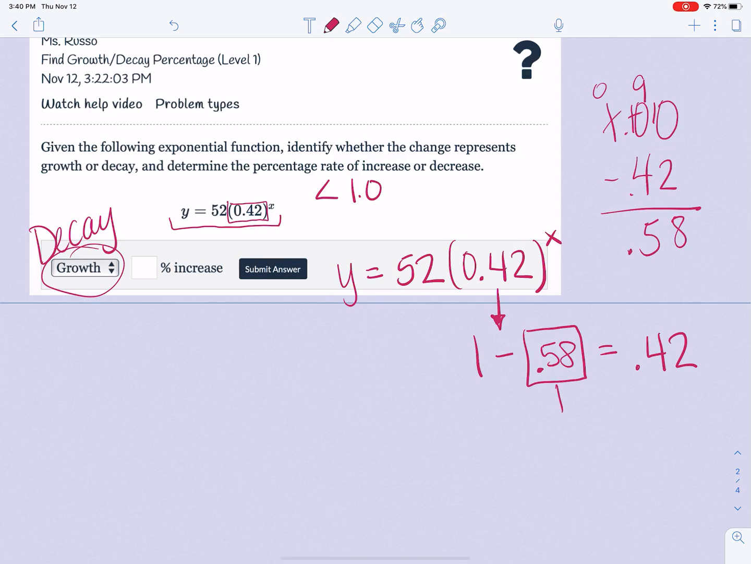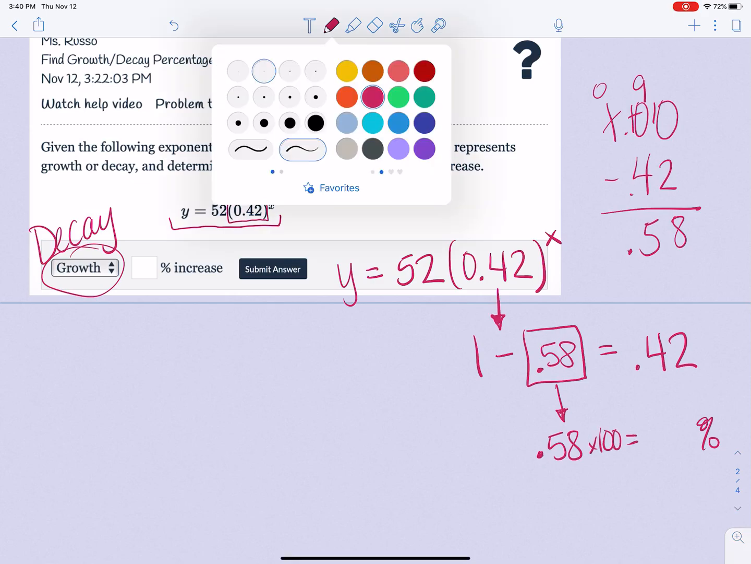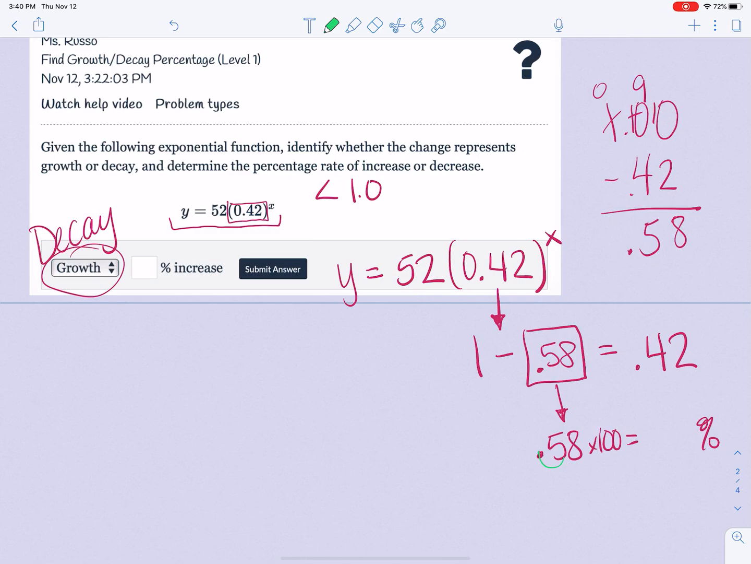Okay, so now that we have 58 hundredths, remember, they want a percent. So I need to multiply by 100, which is another way of saying I need to move my decimal twice to the right. 58%. So I am going to go ahead and write 58%. This actually changed to decrease. When you change growth to decay, this will change to decrease, just so you know. And then you hit submit.